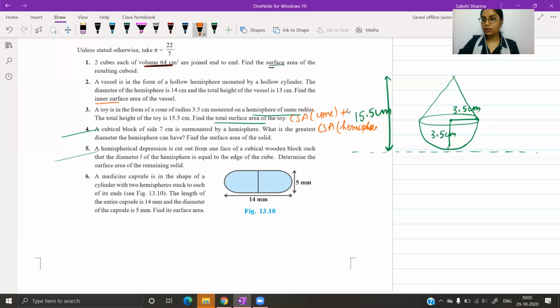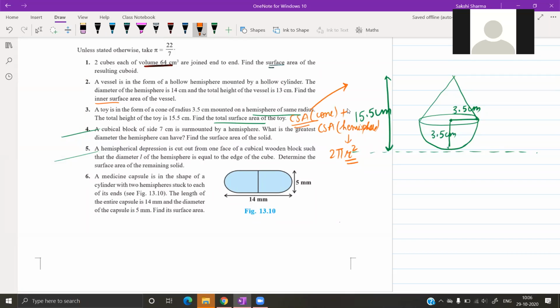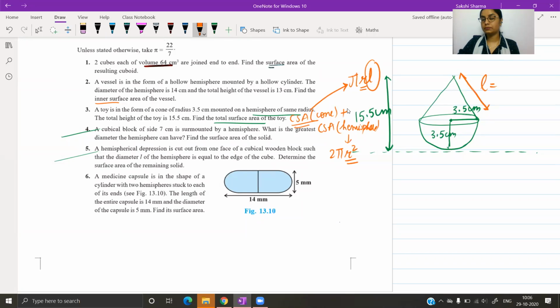For the hemisphere, the curved surface area is given by 2 pi r square. So this will not be a problem because we already have r. For the cone, do you remember what the formula is for the curved surface area? Pi r L. So we have the radius for the cone, but we do not have L, the slant height. We need the slant height for the cone.